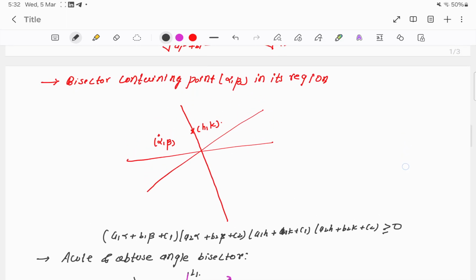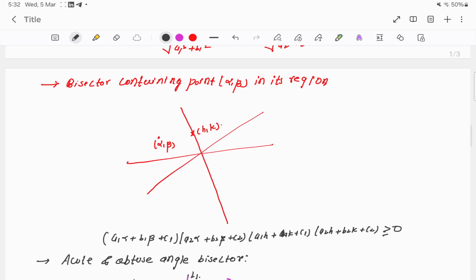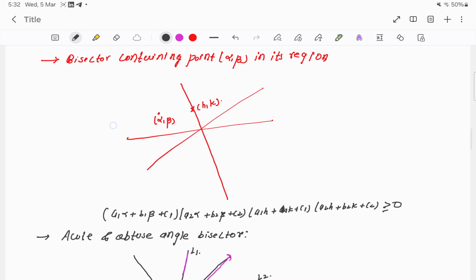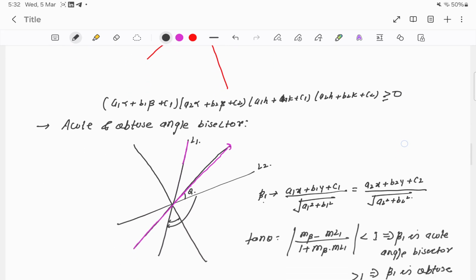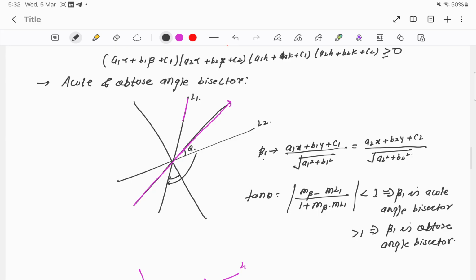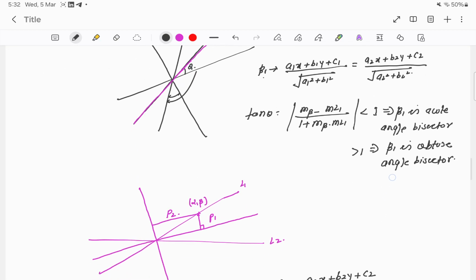Now the bisector containing point alpha, beta in its region. Simply put that point, suppose this point is alpha, beta, in that line. If their product is greater than 0, then equation number 1, otherwise equation number 2. Now again, acute and obtuse, very simple. Write one of the angular bisectors and find the slope. If that is less than 1, then beta 1 is acute, otherwise obtuse.